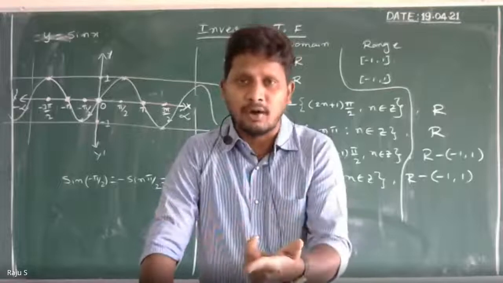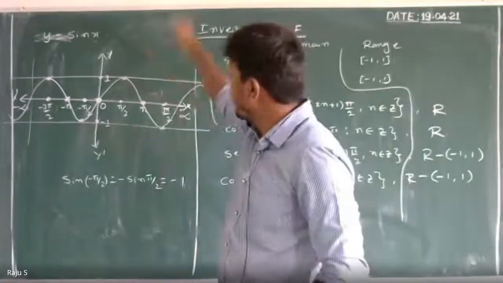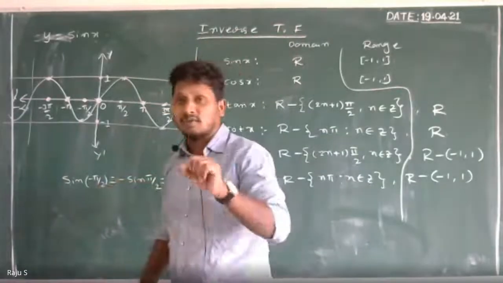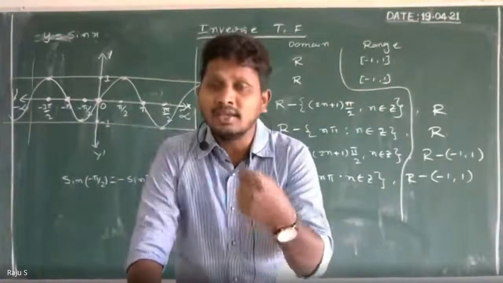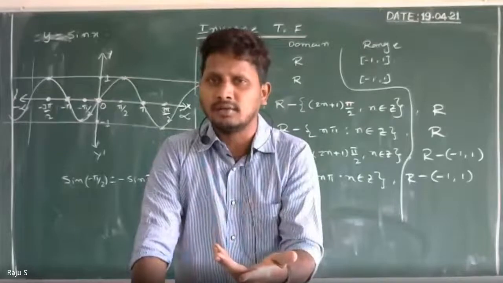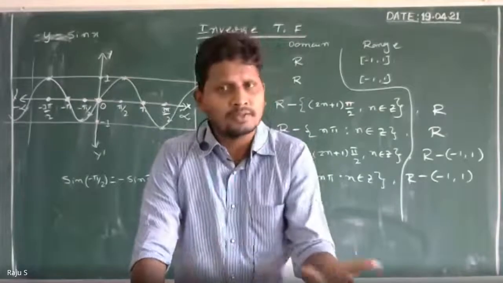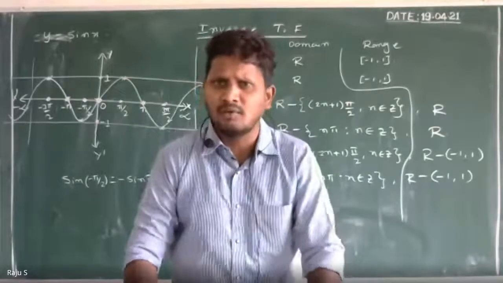At most, how many points? You can draw anywhere, one. Anywhere, at most at one point, then it is function. We can say it is function. If it intersects at more than one point, it may be 2 points, 3 points, it is not a function. That we know very well.